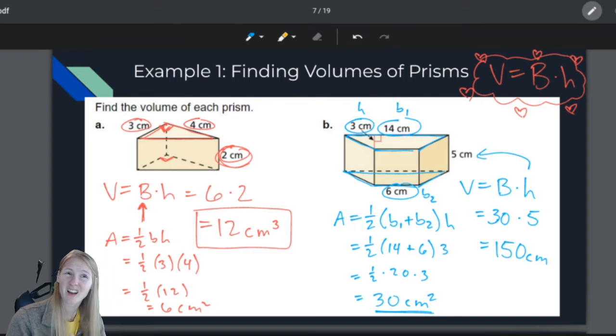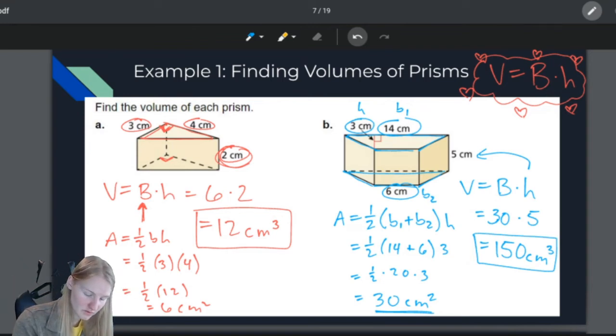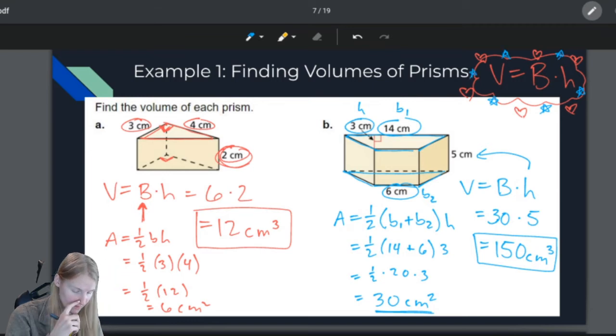Centimeters cubed. We're talking about volume, so this is centimeters cubed. Ta-da! When in doubt, volume is the area of the base times the height.